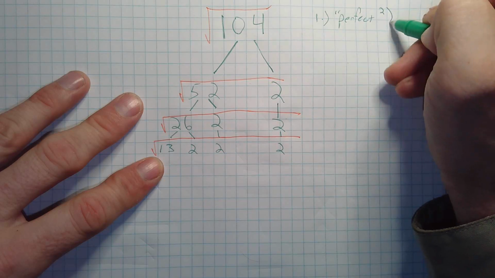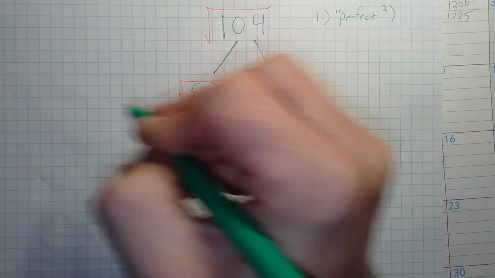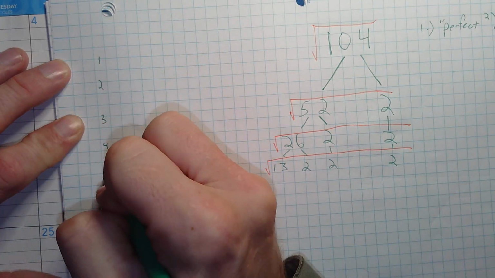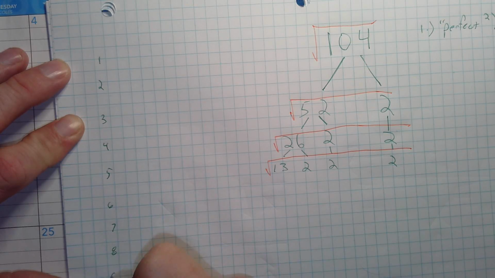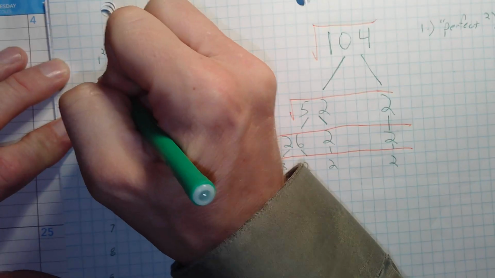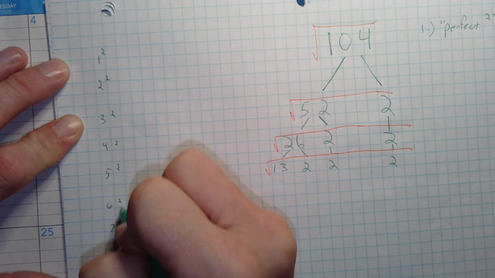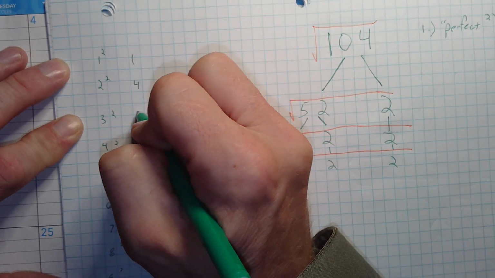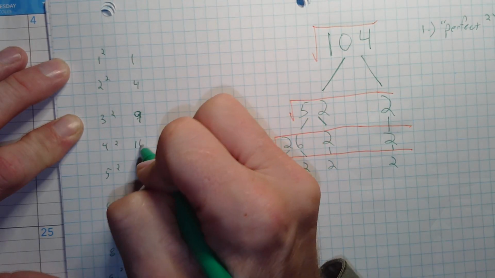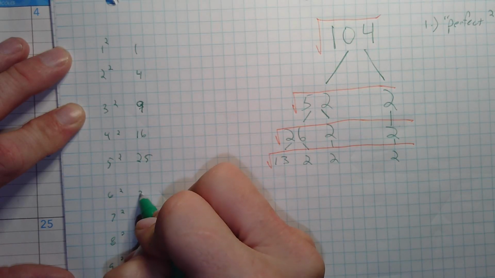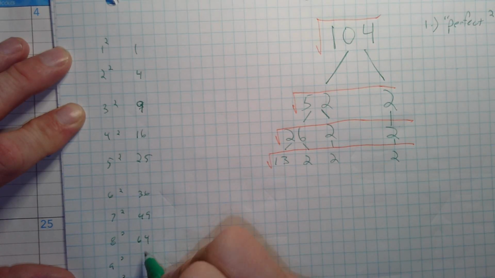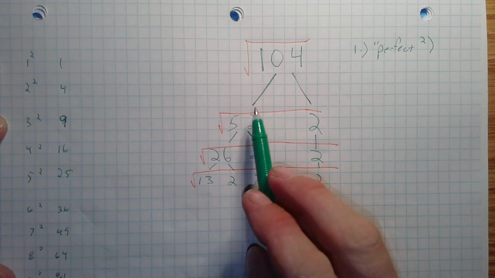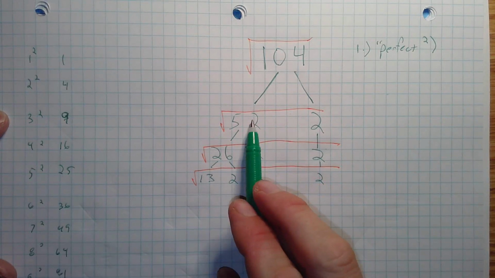So perfect squares, let's say, I'll make a chart over here. If I have 1, 2, 3, 4, 5, 6, 7, 8, 9, and 10, and each one of these is squared, this is 1, 4, 9, 16, 25, 36, 49, 64, 81, and 100. If I find any of these under my radical, I can pull it out. These are called perfect roots.